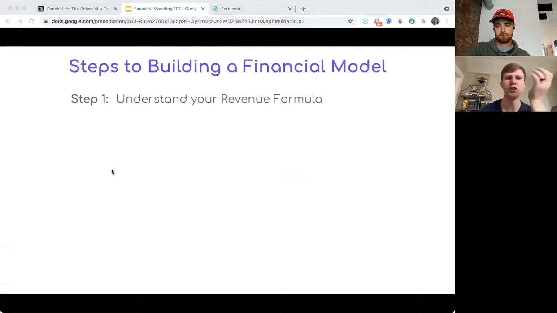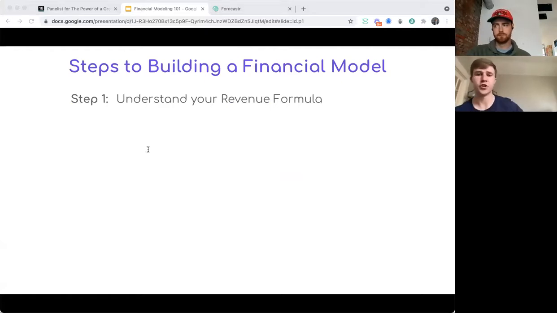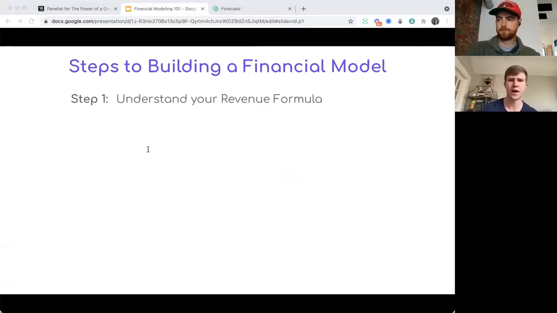So step one, we just talked about, but it's also by far the most important in understanding your business, is just constructing that revenue formula, getting an understanding of what your revenue formula should look like. So I encourage all of you, should you choose not to go with Forecastr, just try to recreate it yourself, try to identify all of the inputs, then simulate your revenue formula through a financial model.